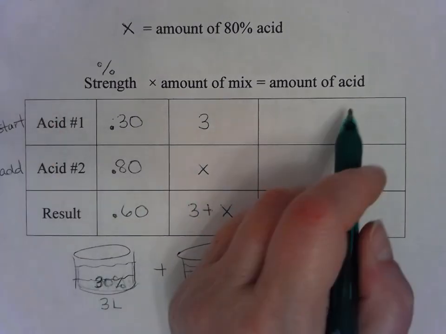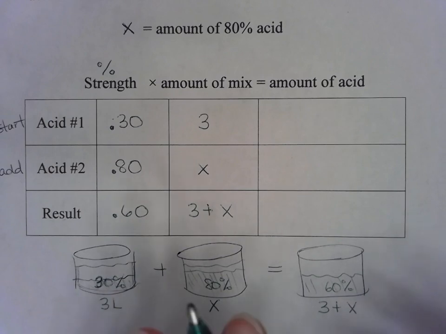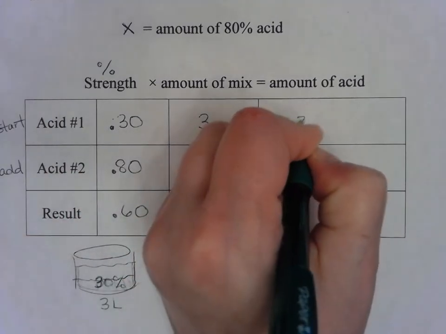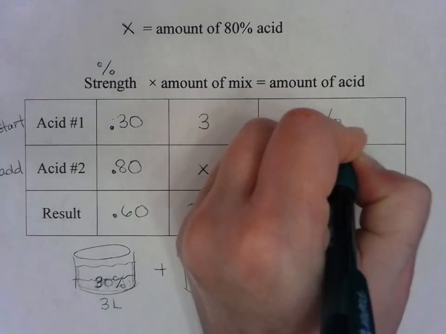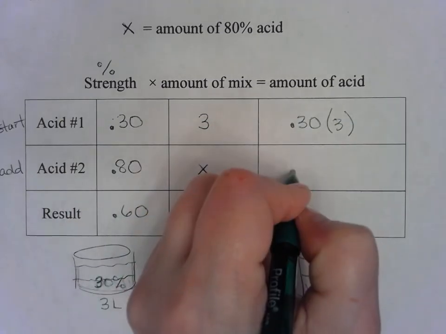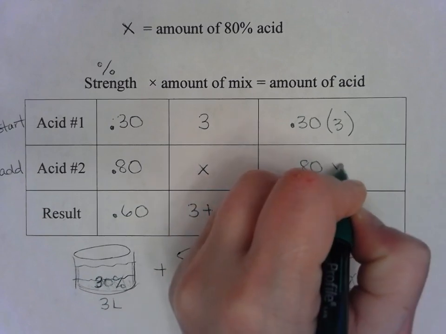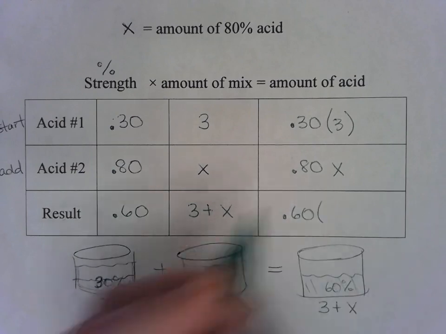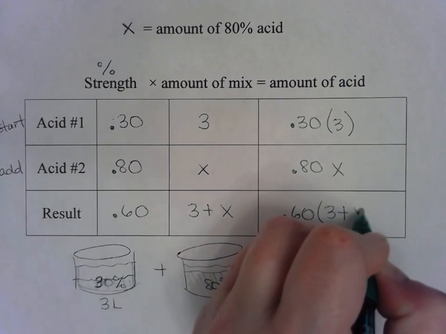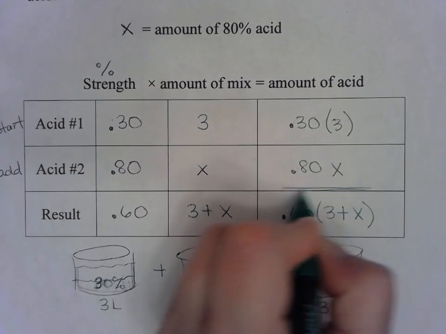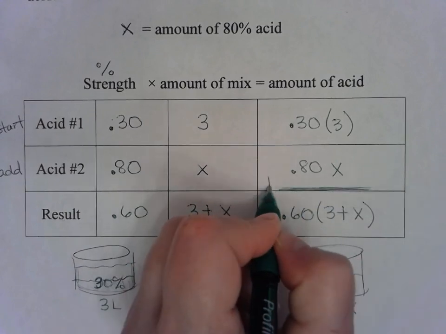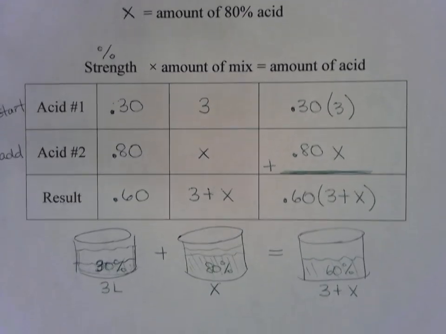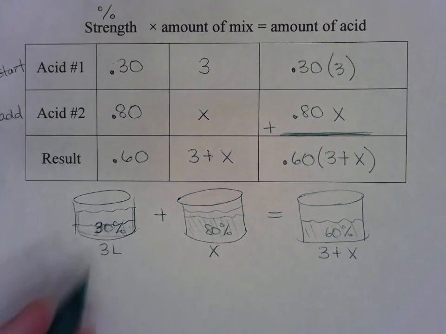Now I'm going to use the amount of acid to make this equal so I can get the right amount. So I'm going to multiply these across. So 0.30 times 3, plus 0.80 times x, and 0.60 times 3 plus x. So the 2 separate mixtures I'm adding together should be equal to the result. And that is going to be my equation.